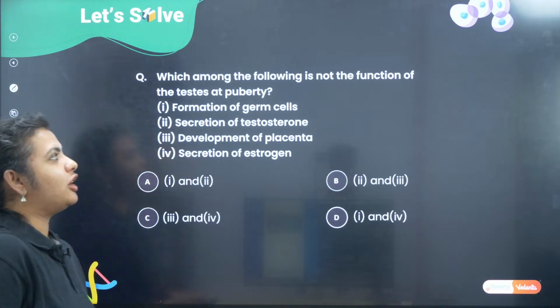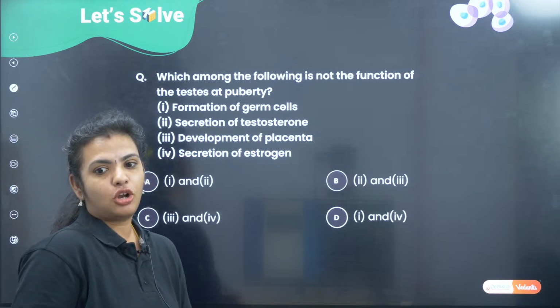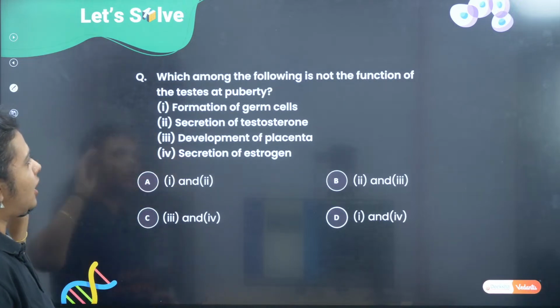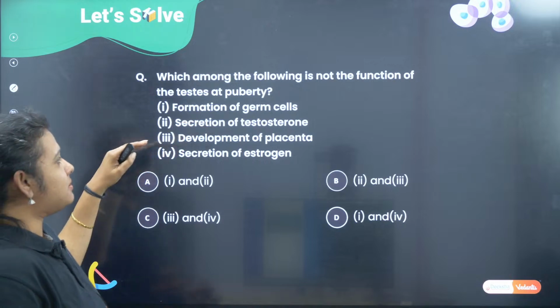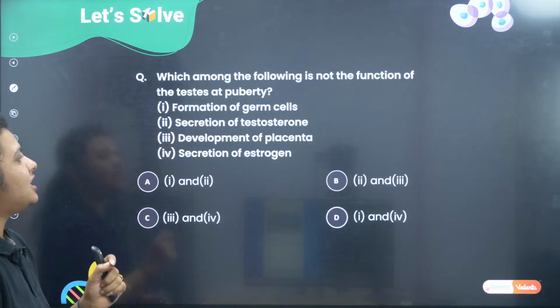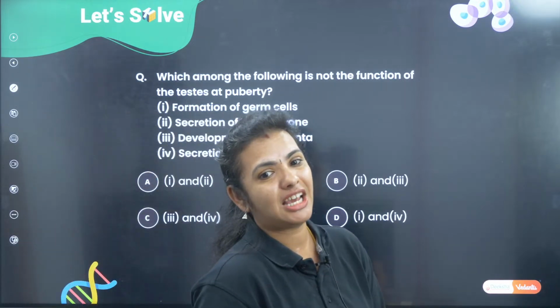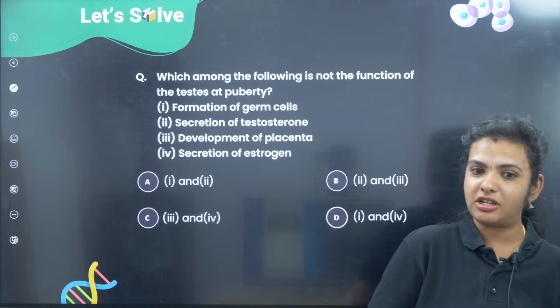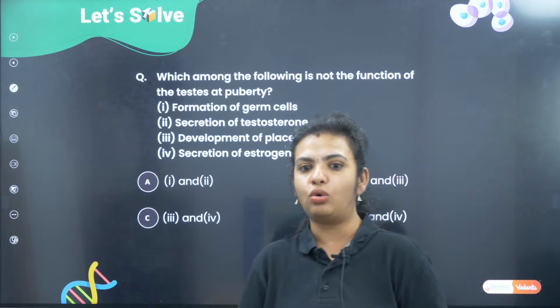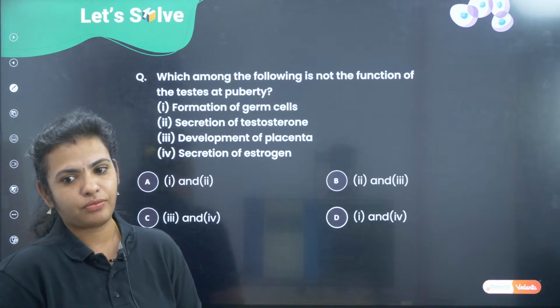Which among the following is not the function of the testis at puberty? We have four functions: formation of the germ cell, secretion of testosterone, development of placenta, secretion of estrogen, and we have different combinations which say which is not a function. Is it 1 and 2, 2 and 3, 3 and 4, or 1 and 4?